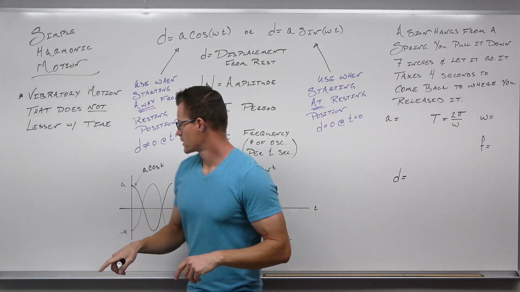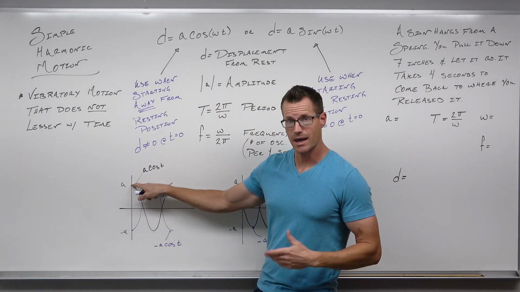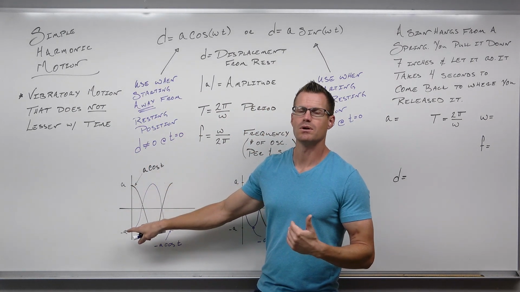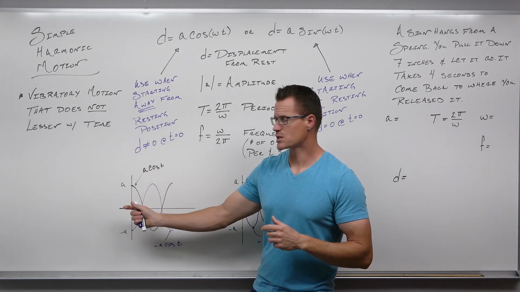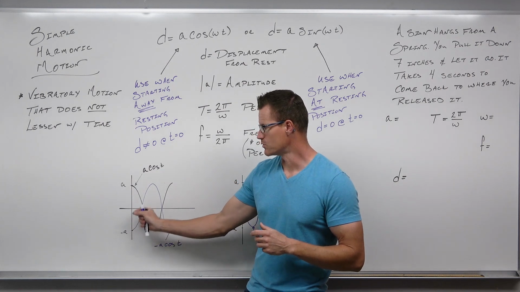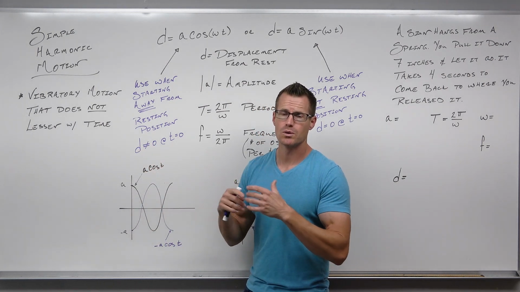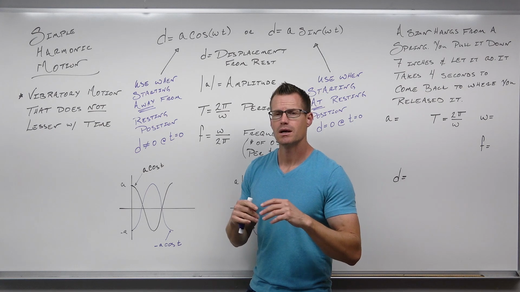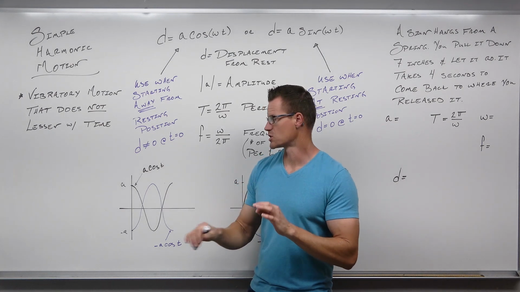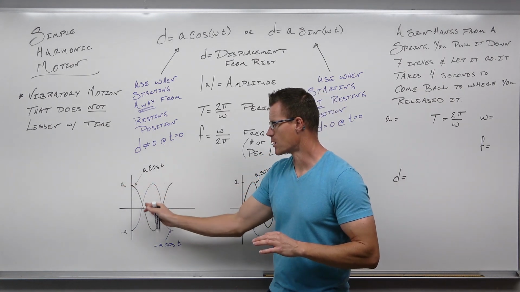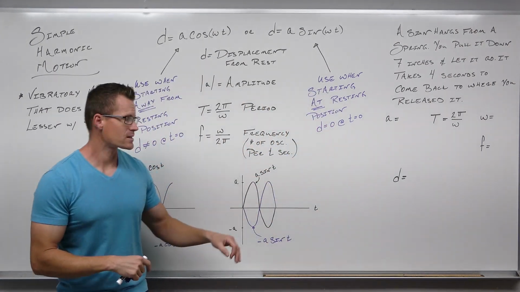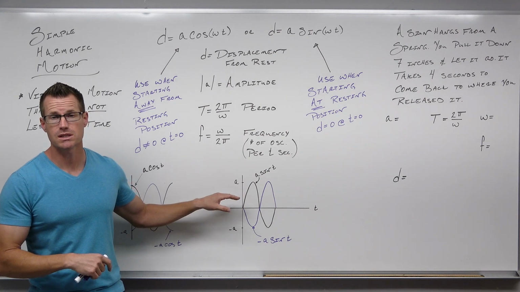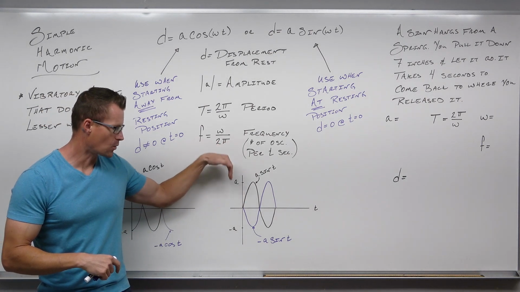Cosine's different. Cosine starts either at positive amplitude or negative amplitude, whatever that is. So if you're starting away from your resting position, like you've pulled down something, let it go, or you've pushed up something and let it go, if your displacement, your position, is starting away from your resting position, use cosine. That's because it's modeled better as positive cosine or negative cosine. If you're starting at rest, continue with sine. So positive sine or negative sine.